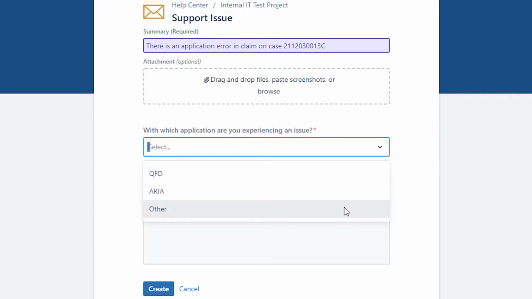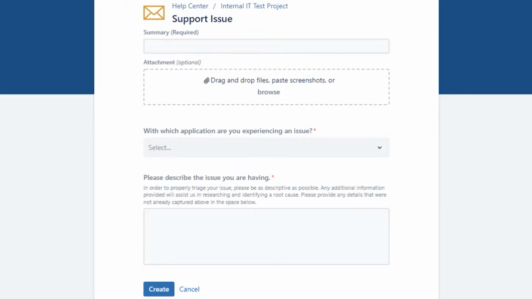Other. When selecting either ARIA or Other, there is only one additional question presented to the user entering the ticket, to explain the issue that they are having in the freeform box provided.